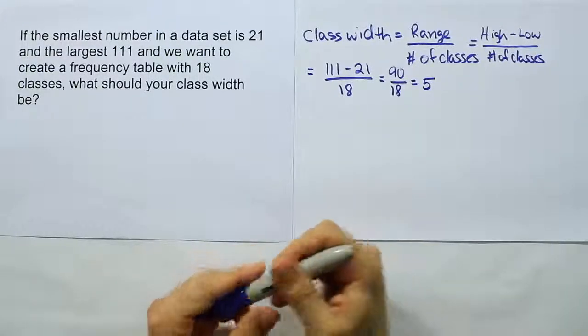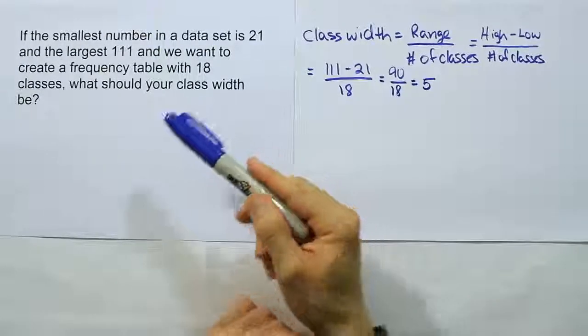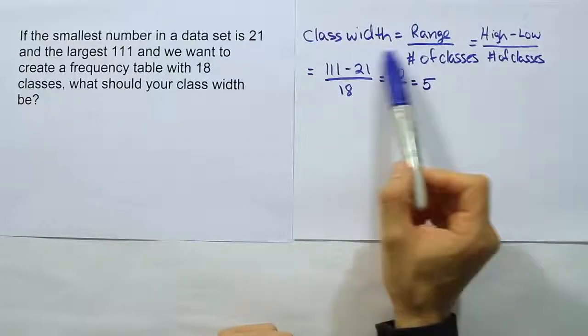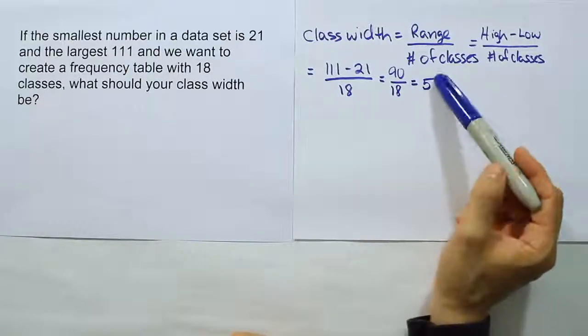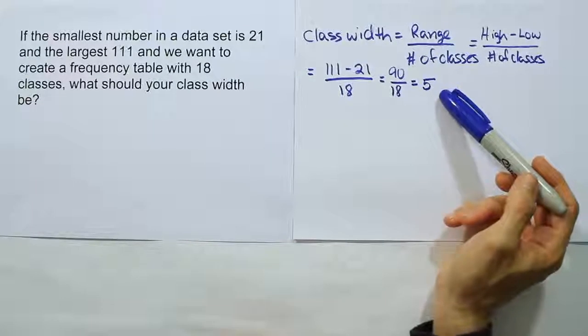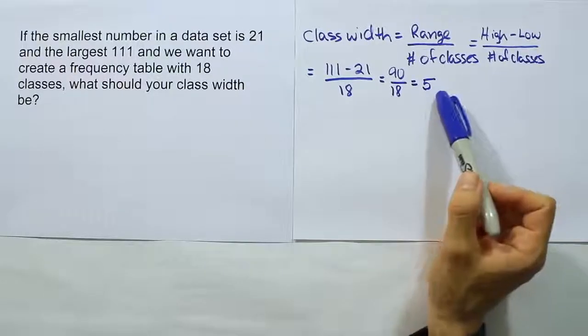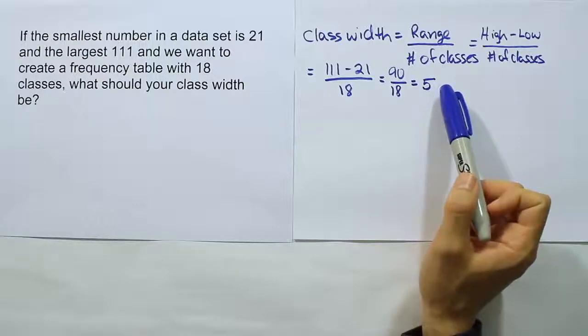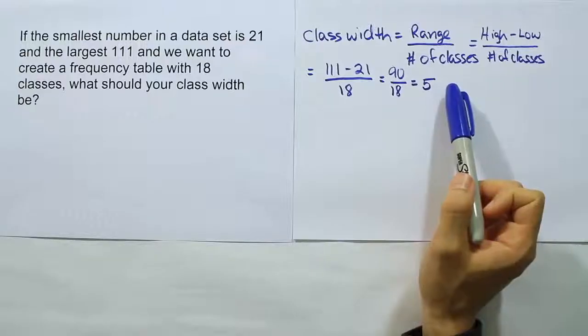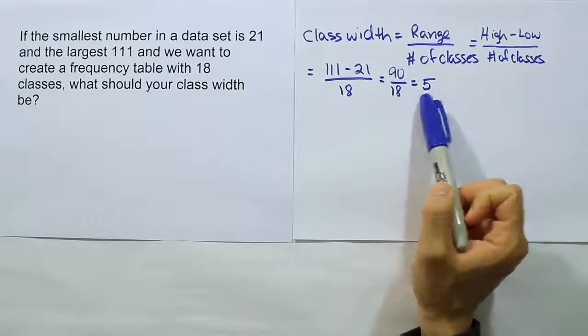One thing you want to know for this calculation for the class width is that it doesn't give us the precise answer all the time. In other words, a lot of times the number you get will not work. So if it's a decimal, if you end up with like 5.3, for example, you might want to round it up to a whole number like 6.